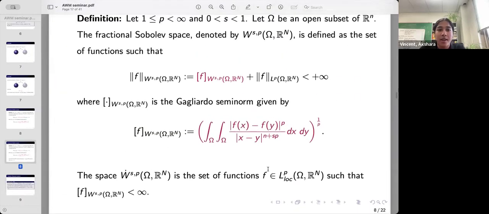We also define the space \dot{W}^{s,p} as the set of functions which locally belong to L^p and have the semi-norm finite. This class also helps us include the constant functions.